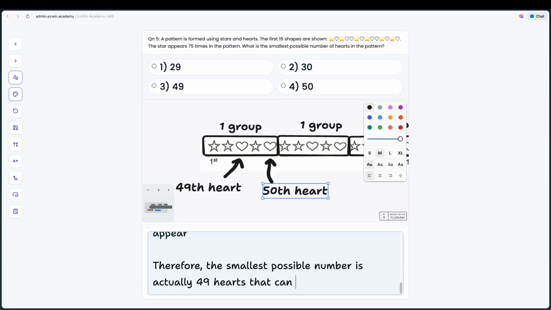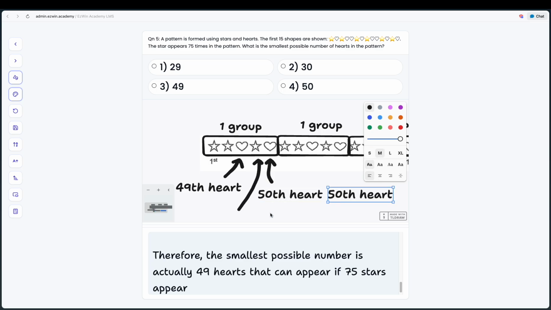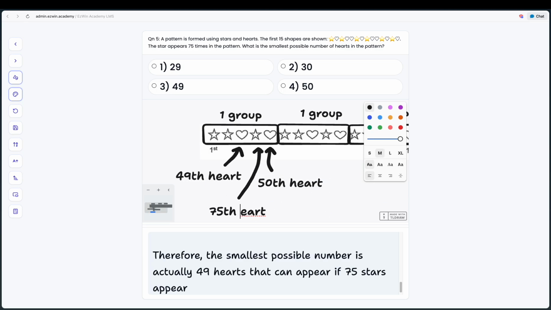That can appear if 75 stars appear, because in this case, after the 49th heart, the star itself is the 75th star. So there you go, that's the answer to this question. It's 49, which is option number 3. Okay, let's move on to the next question.